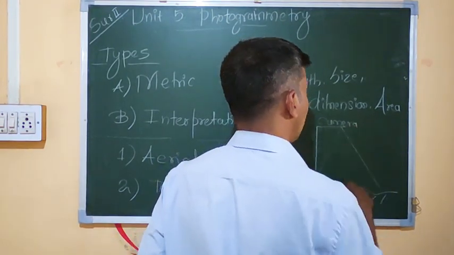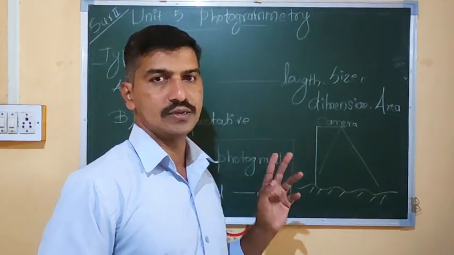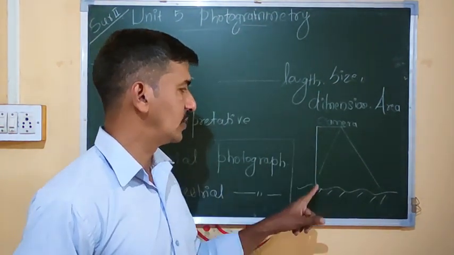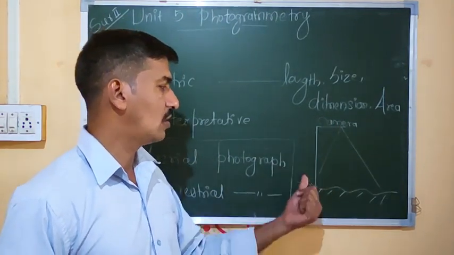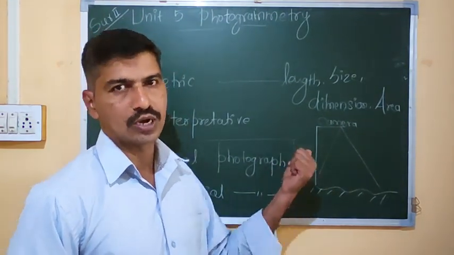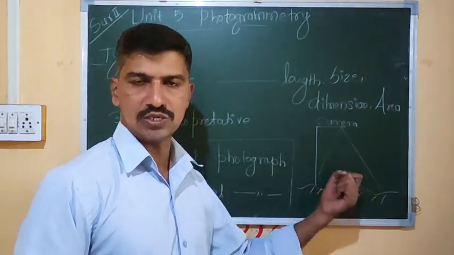This is for a particular height. Okay, this is a vertical member. In terrestrial photographs, the camera is mounted on some member just above your ground level, and it can only cover the area just near to this camera.